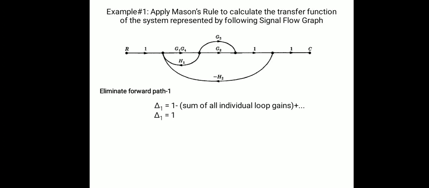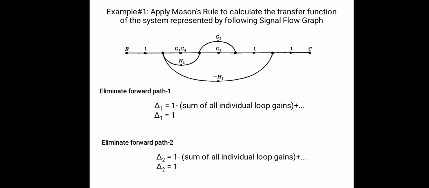Next, the forward paths, there are two. We need to find out delta 1 and delta 2. So delta 1 is equal to 1 minus the summation of all individual loop gains non-touching to the first path. So it is 1 minus 0, again 1. For the second path, again there is no loop which is not connected to the second path. So 1 minus 0, again 1.